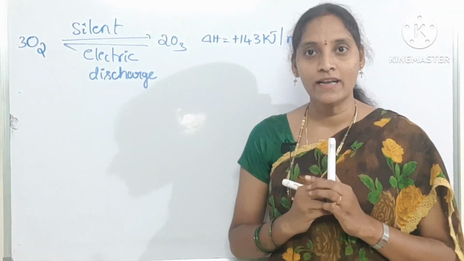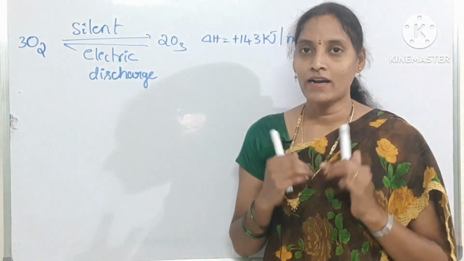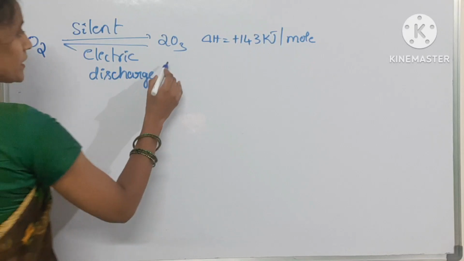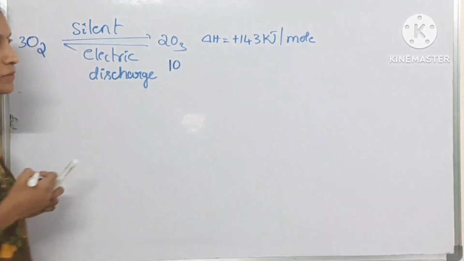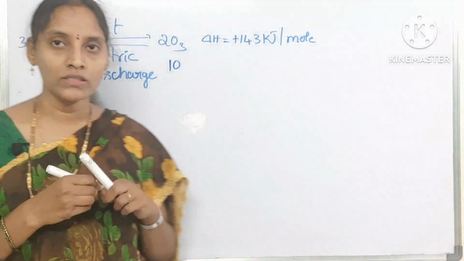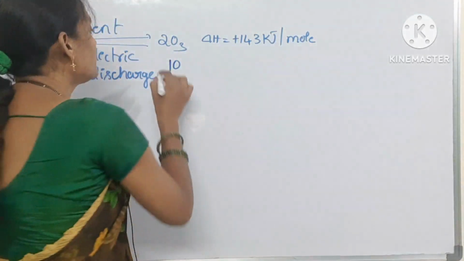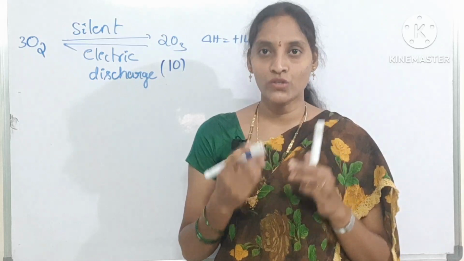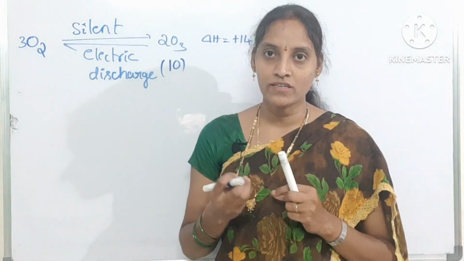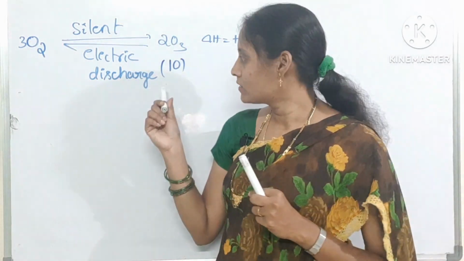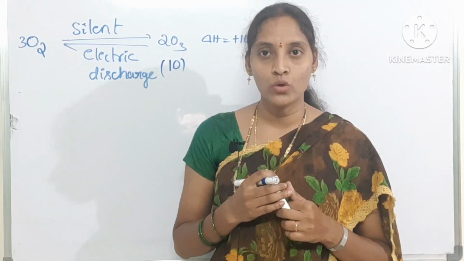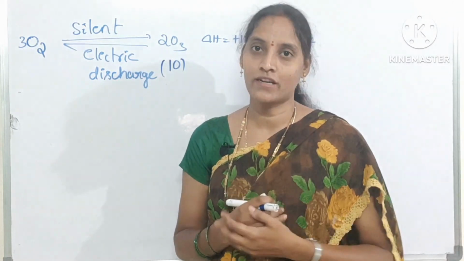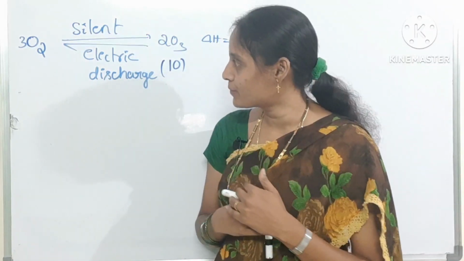So we are using silent electrical discharge, and in this method we get only up to 10%, 10 ppm only. If you want more than 10%, we need to use ozonizers, then we will get a higher concentration of ozone. The formed ozone we can also call ozonized oxygen. Okay, this is the laboratory preparation method.